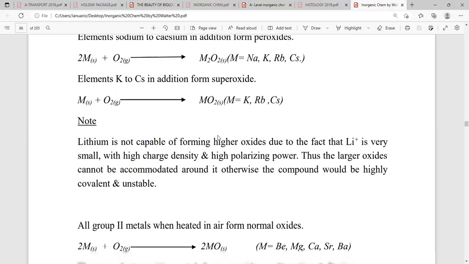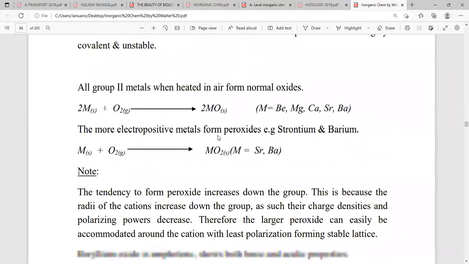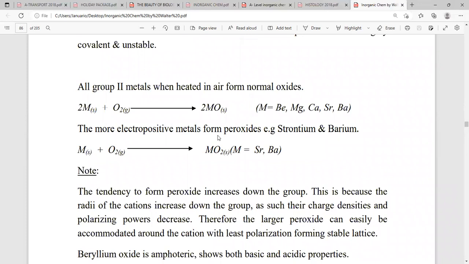We have all the group 2 metals. When heated in air, they form the normal oxides. And the more electropositive metals form peroxides. The more electropositive ones are at the bottom of the group, the two elements at the base of group 2, that is strontium and barium. They go beyond formation of a normal oxide and give us peroxides, as shown below in the equation.